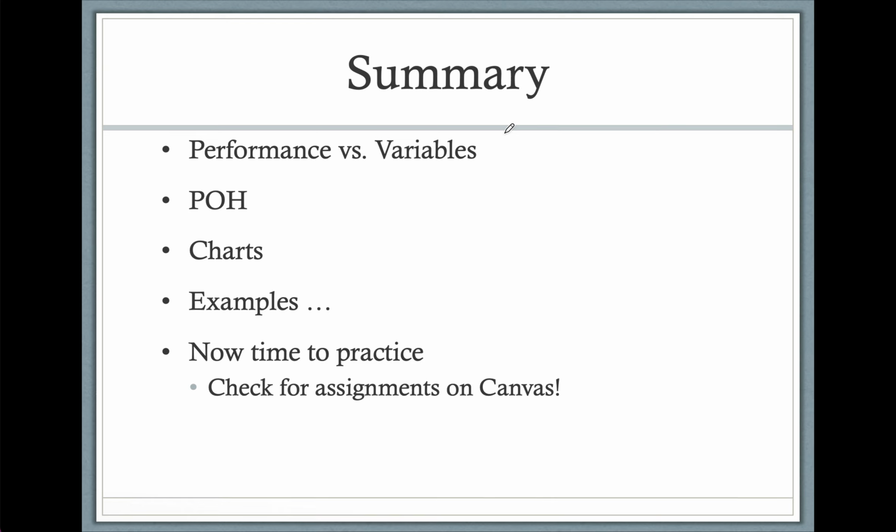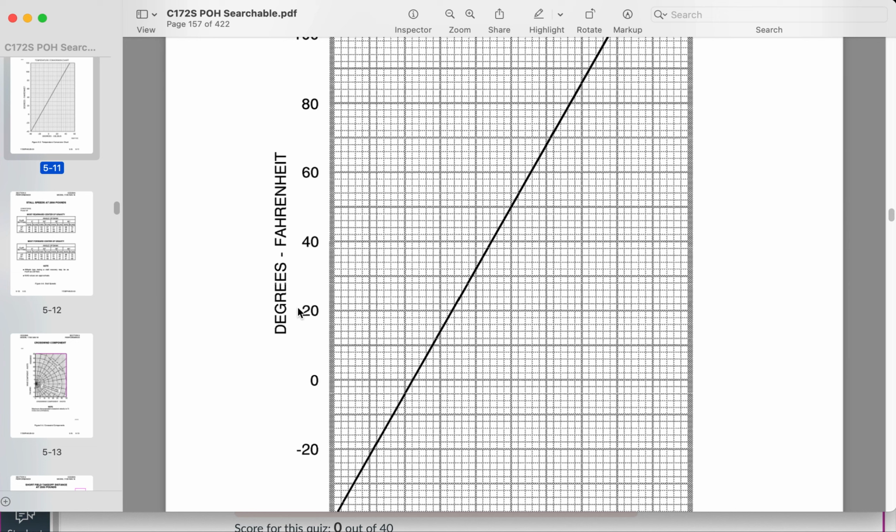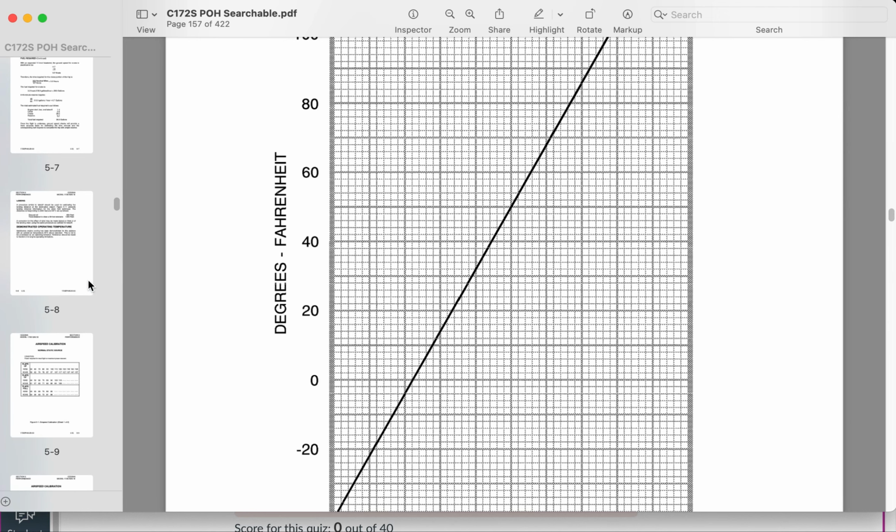So we went over different things that cause performance increases and decreases. You saw a lot of POH examples. Let's actually look at this Cessna POH and see kind of where it looks and where to find them, right? So let's come back to that. Here is our Cessna POH.